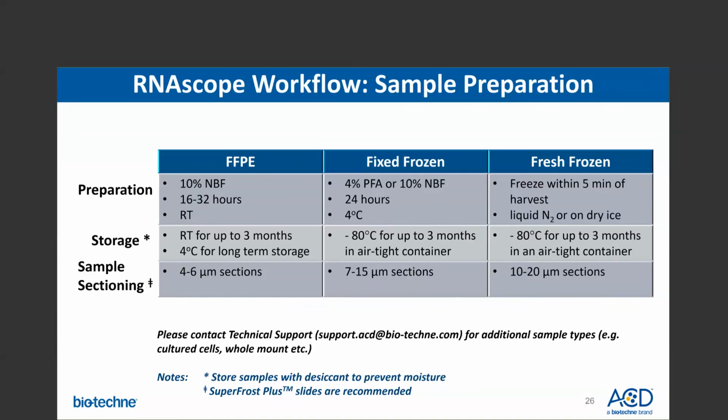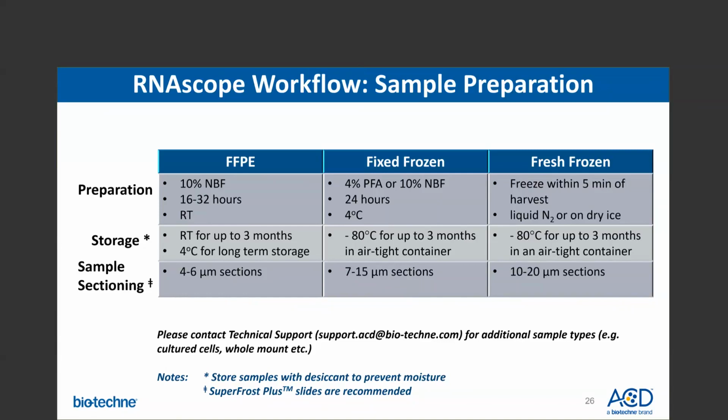For fixed frozen samples, we recommend fixing in either 4% PFA or 10% formalin for 24 hours at 4 degrees Celsius, and these can be stored in a -80 freezer for up to 3 months in an airtight container. And the section thickness recommended for fixed frozen is 7 to 15 microns.